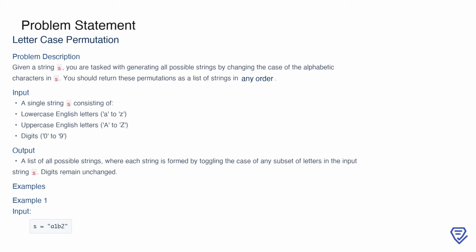Let's dive right in. In this problem, we are working with a string S that may contain lowercase letters, uppercase letters, and digits. Our goal is to generate all possible strings by toggling the case of only the alphabetic characters in S. This means that each letter can either remain in its original case or switch to the opposite case, while digits stay unchanged. The output will be a list of all these permutations, and the order of the output does not matter. For example, if the input is S equals A1B2, we need to consider every combination of uppercase and lowercase for the letters A and B. Let's break this down further with examples.